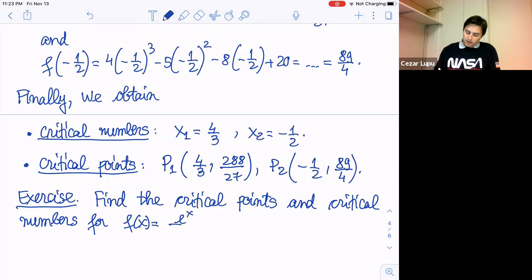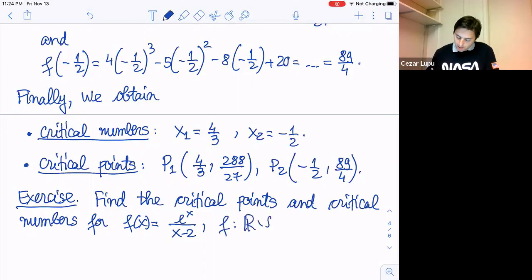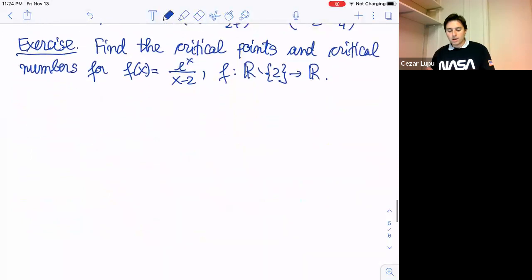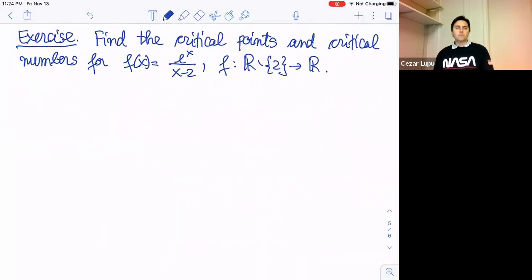So this would be e to the x over x minus 2. Of course, we have to avoid values for which the denominator is 0. So in other words, we will avoid the value x equals 2. This will be defined on the real line, excluding the real value 2. All right, so this is what I want to solve.